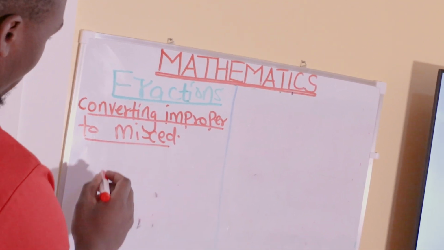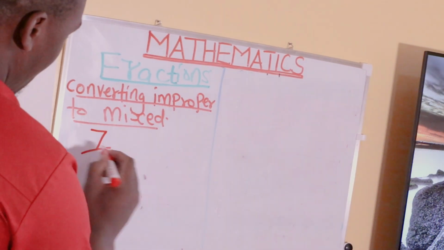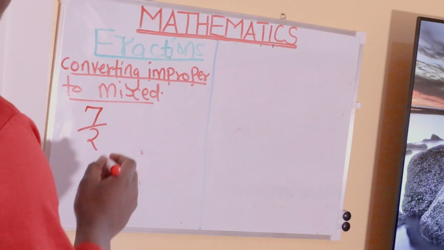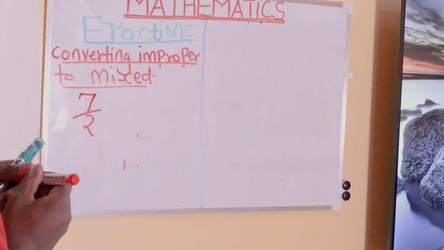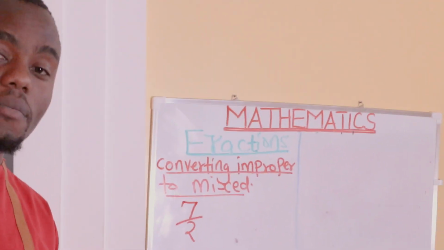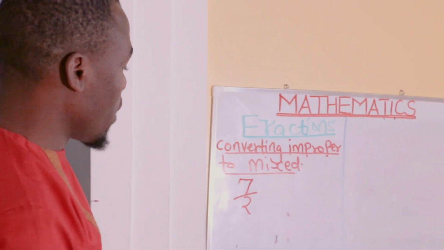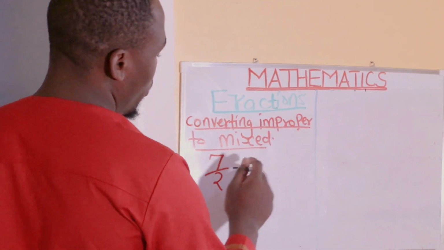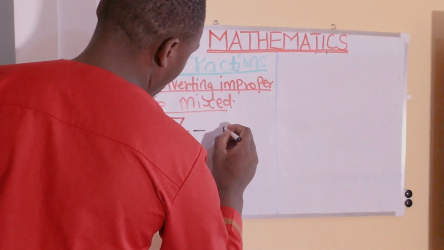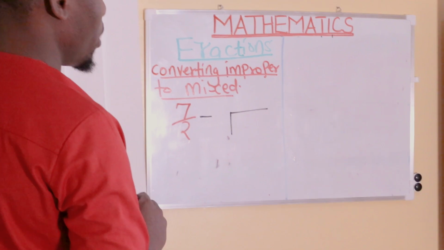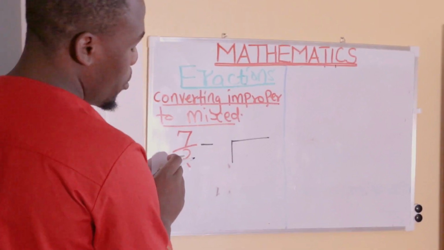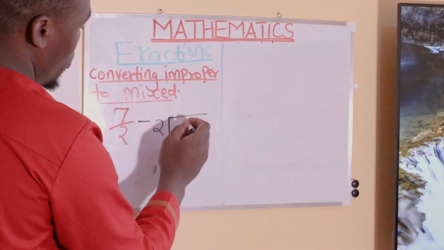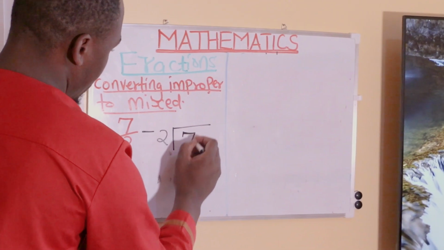A good example of an improper fraction is, for example, 7 out of, let's say, 2. 7 out of 2 is an improper fraction. We want to convert it to a mixed fraction. And converting it to a mixed fraction, we always use the long division method, where we have the denominator, the number that is down, outside, and the number that is on top inside, like that.